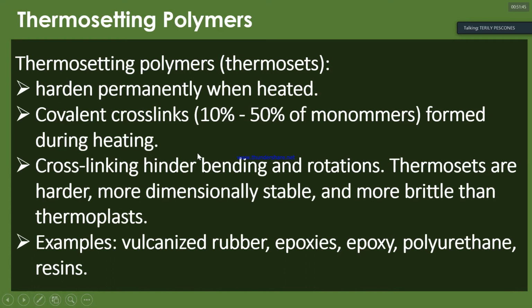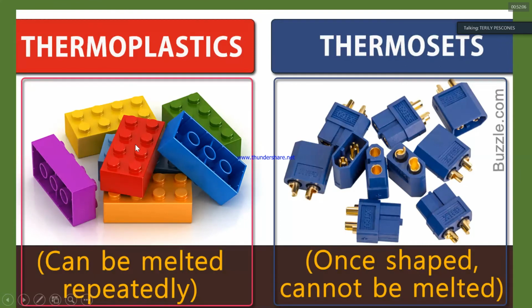Yung kanina sa thermoplast, it is what? Linear and branch links. So, cross-linking hinder bending and rotation. So, thermosets are harder, more dimensionally stable, and more brittle than thermoplasts. Okay, so ito yung example ng thermoplastics and thermosets. So, ito pwede pa siyang i-recycle ulit, i-heat, i-deform. But then this one, once it is shaped, it can no longer be melted.